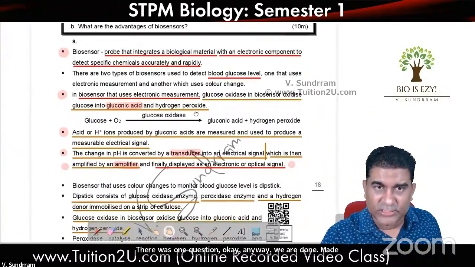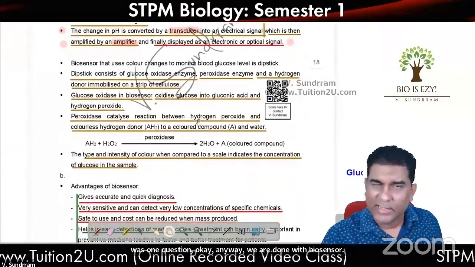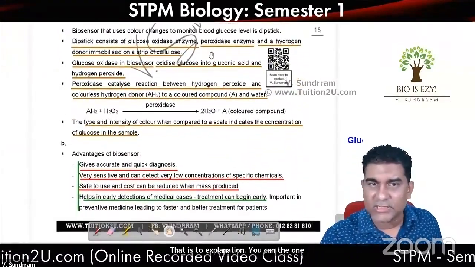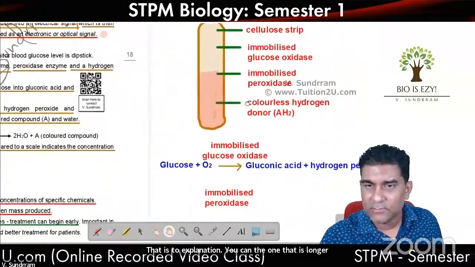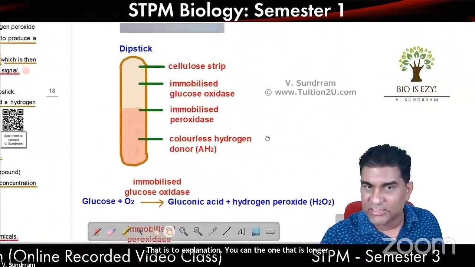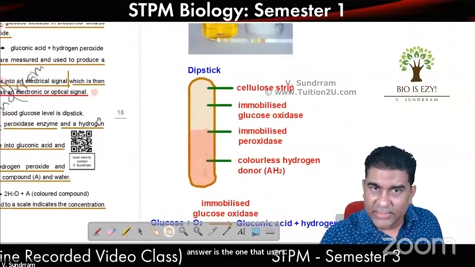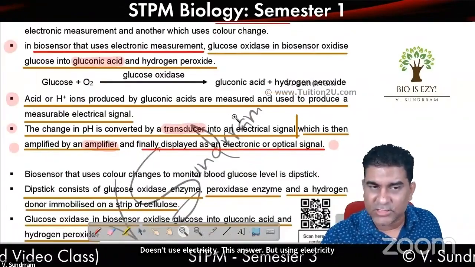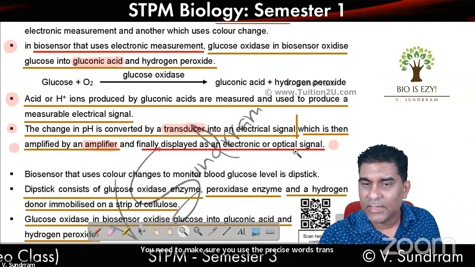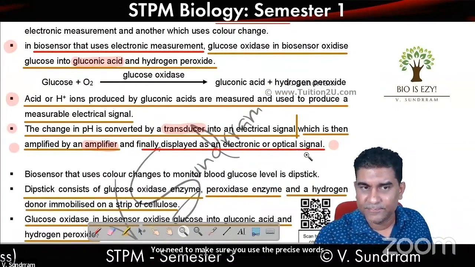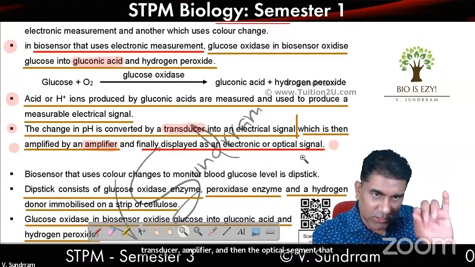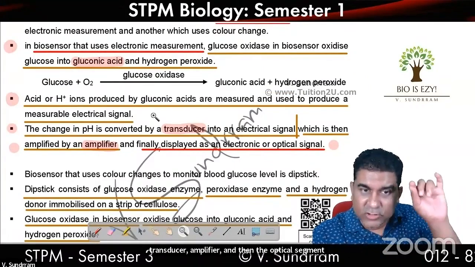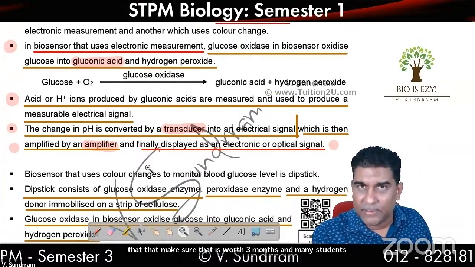There are two explanations. The longer answer is the one that doesn't use electricity. But for the one using electricity, you need to make sure you use the precise words: transducer, amplifier, and then the optical signal. That is worth 3 marks. And many students normally don't remember these 3 sentences.